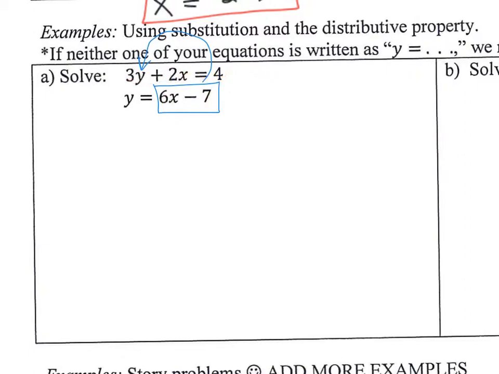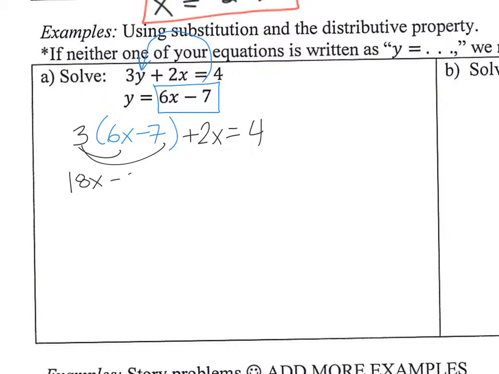So from left to right, I'm going to write 3 times y. So y is 6x minus 7. Then I'm going to copy plus 2x equals 4. Then I'm going to use the distributive property and simplify. So this is 18x minus 21 plus 2x equals 4. Now I'm going to combine like terms and do 20x minus 21 equals 4.